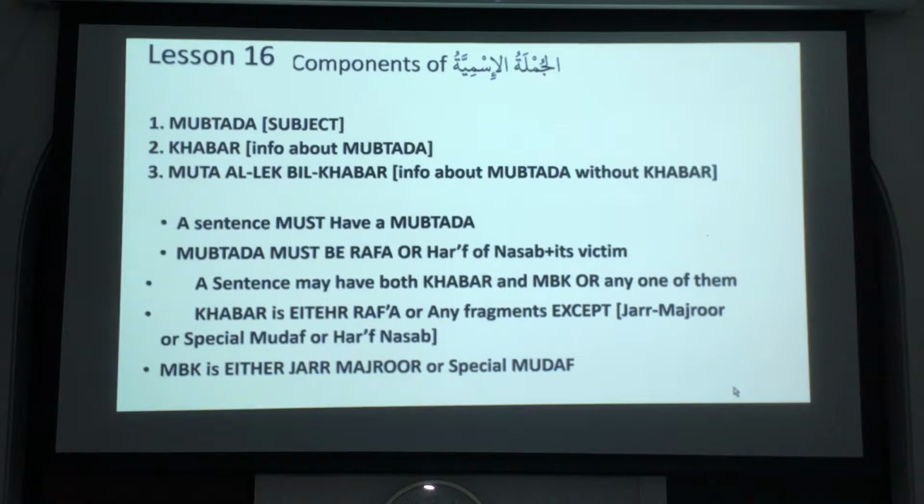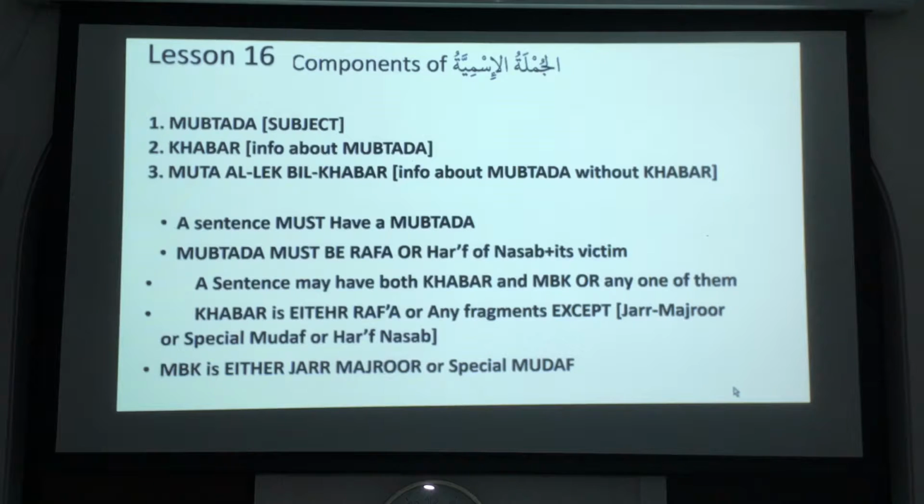So the first one has all 3 of them, 1, 2, and 3. Second is 1 and 3. And khabar is also rafa, or any fragments except these things. It cannot be a jar majroor. It cannot be special mudaf. Special mudaf are those 16 words: fawqa, tahta, baina, all these things. And it also cannot be harf of nasab.